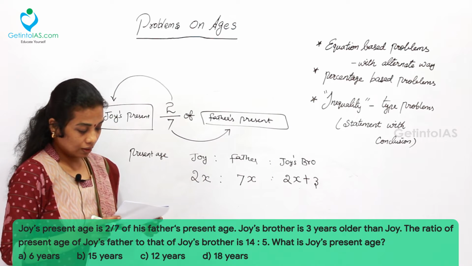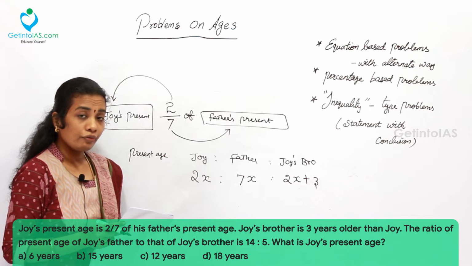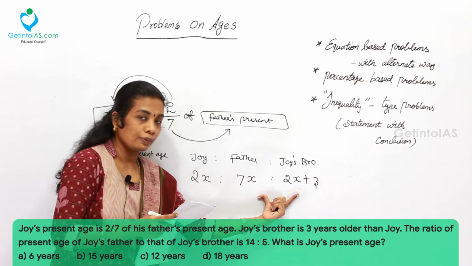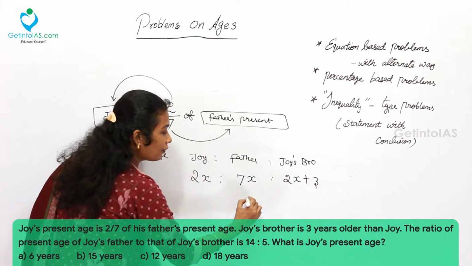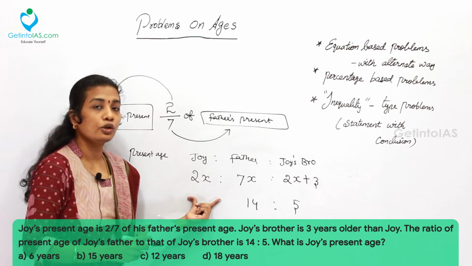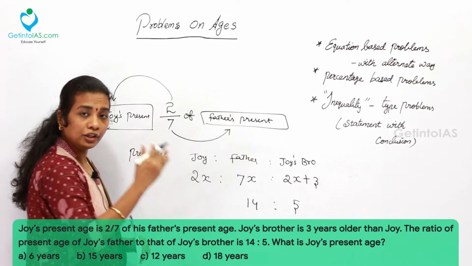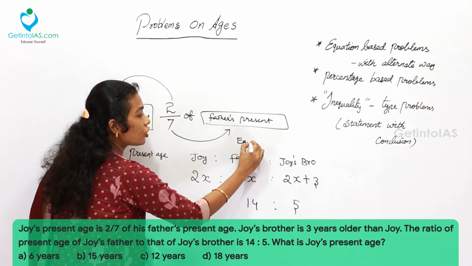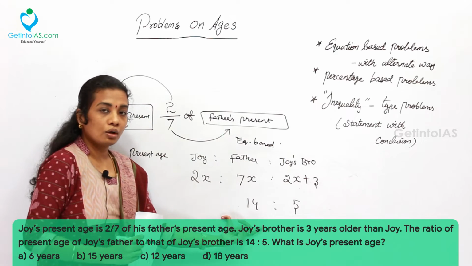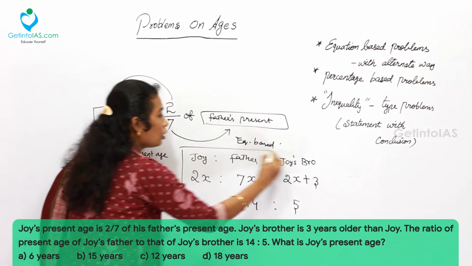Then the next sentence says the ratio of the present age of Joy's father to that of Joy's brother is 14:5. This statement does not give any clue about Joy, so just leave it. This is the actual form of solving the question under the equation based method. First, we are going to solve under the equation based technique, so just make a note of this.